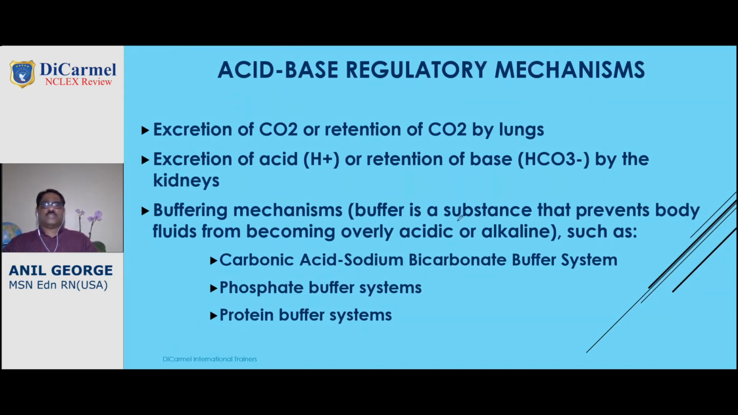So a buffering mechanism is a substance that prevents body fluids from becoming overly acidic or alkaline. That includes various products, as you can see: carbonic acid, sodium bicarb buffer, phosphate buffer system, protein buffer system. It's good to know them in further detail, but we're not going to focus much on that at this time. At least be aware this is how our body balances the acid-base status: through the lungs, through the kidneys, and through the buffering mechanisms. But this lesson will be primarily focusing on the balancing by lungs and kidneys.